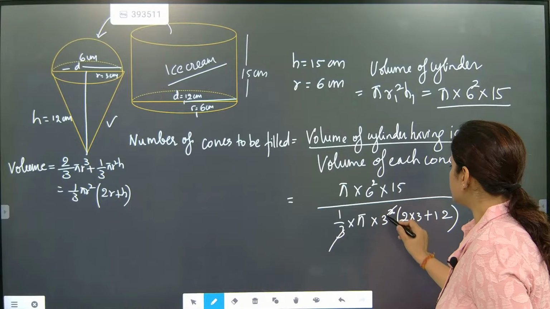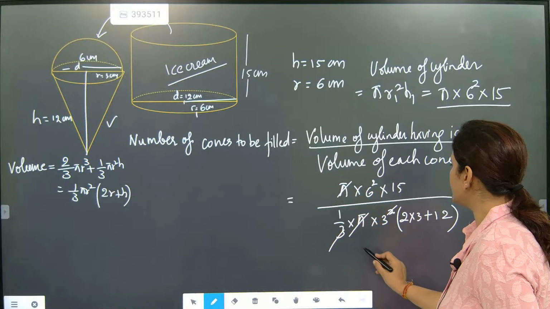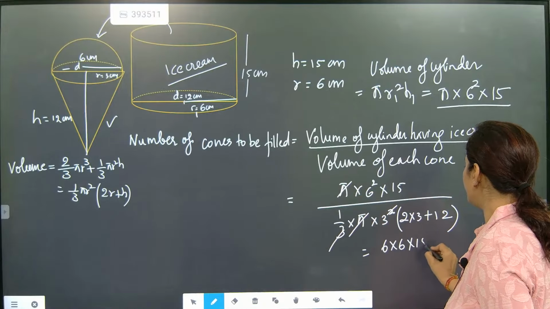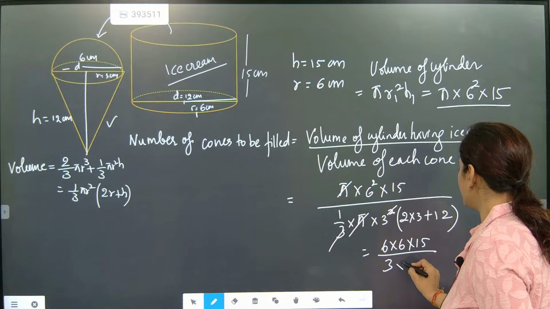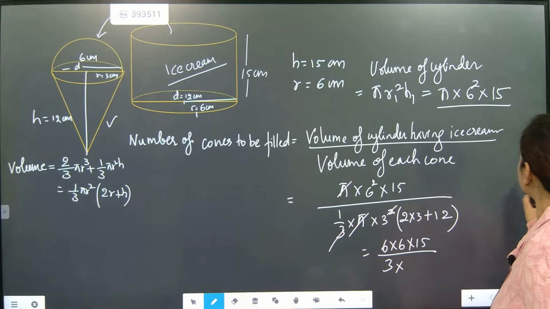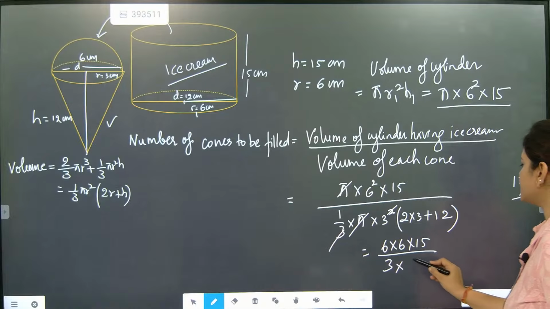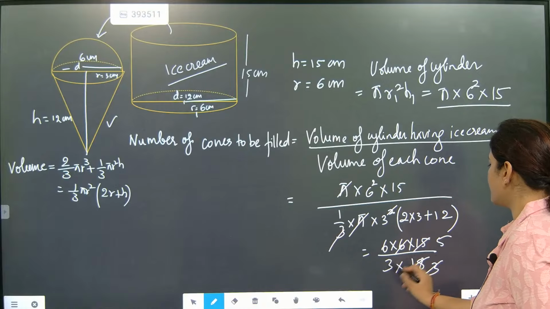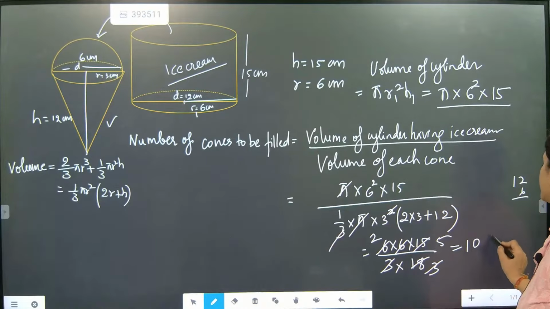So this 3 and this 3 will get cancelled. This pi and pi will get cancelled. Now here it will come 6 into 6 into 15 by 3 into, this is 3 to the 6, 6 plus 12 plus 6 is coming as 18. So 6 3s are 18, 3 5s are 15, and here 2. So total is coming as 10 cones.